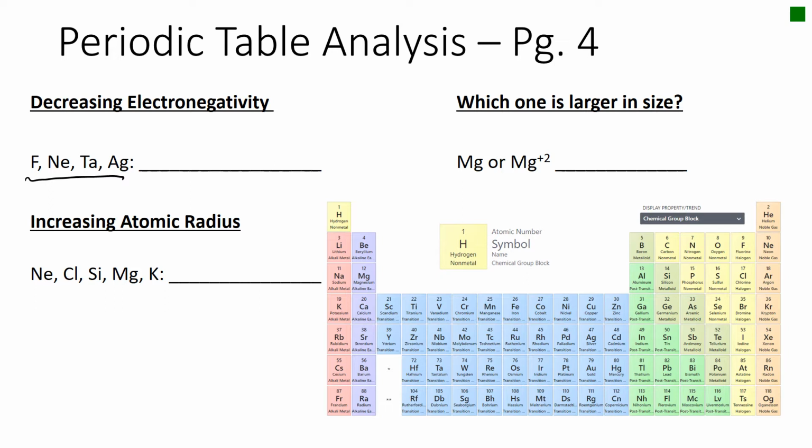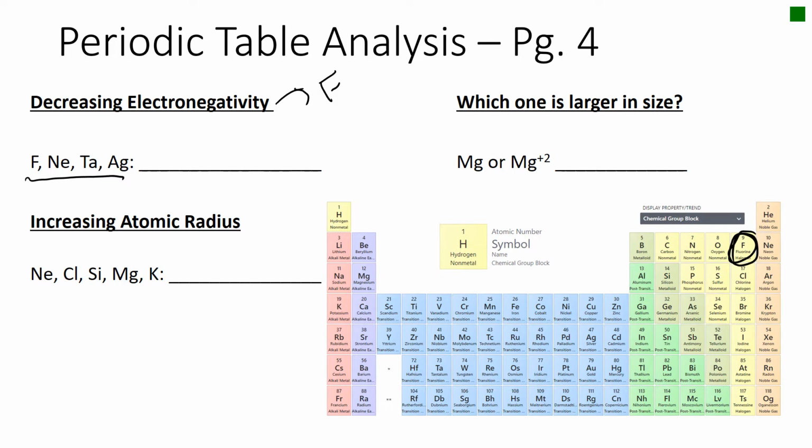So what you always want to do is figure out what is the most electronegative element out of everything. And the most electronegative is fluorine, okay? So I'm going to circle fluorine right now, and that's my highest electronegativity.